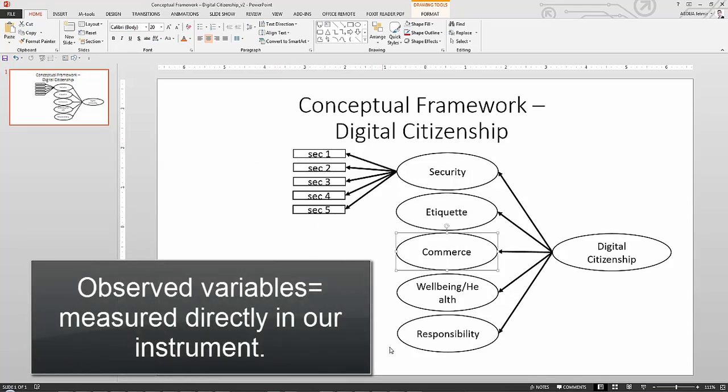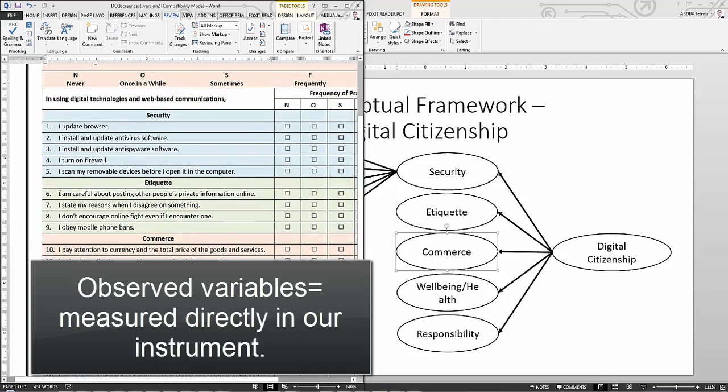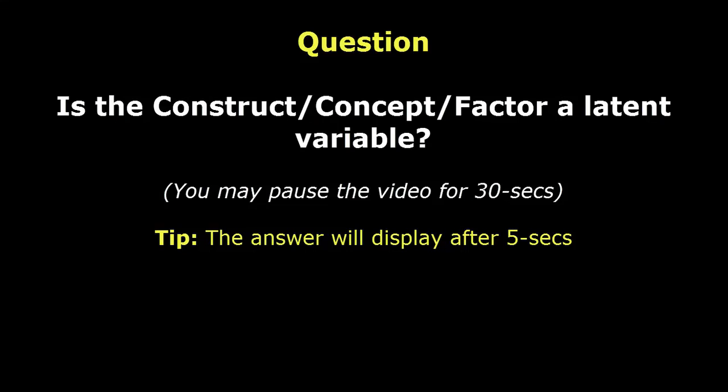So security had 5 items. So if you look back at our questionnaire, etiquette is measured by 4 items. So this is what we are measuring in our instrument. Take a few moments to answer this question.